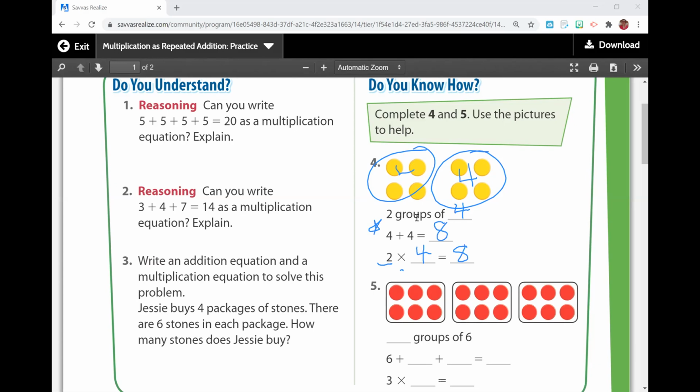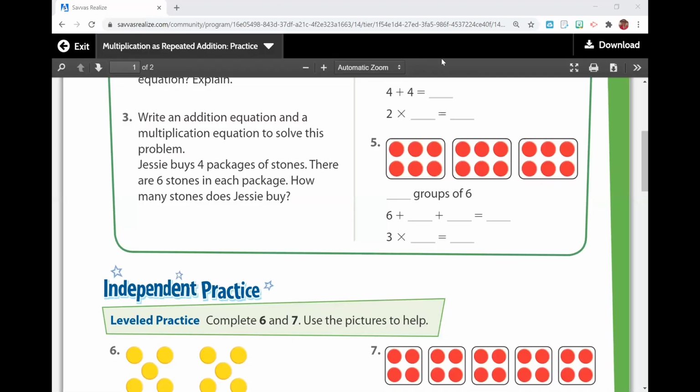The second way you could double check yourself is you could count all of the counters. So I have 1, 2, 3, 4, 5, 6, 7, 8. My total is 8. Number 5.